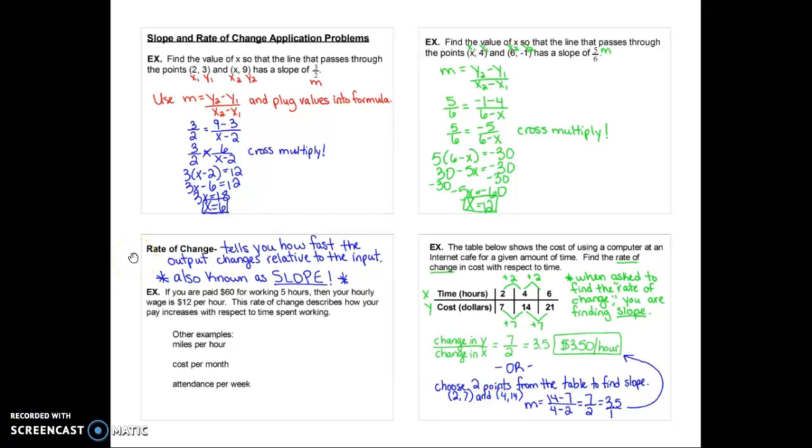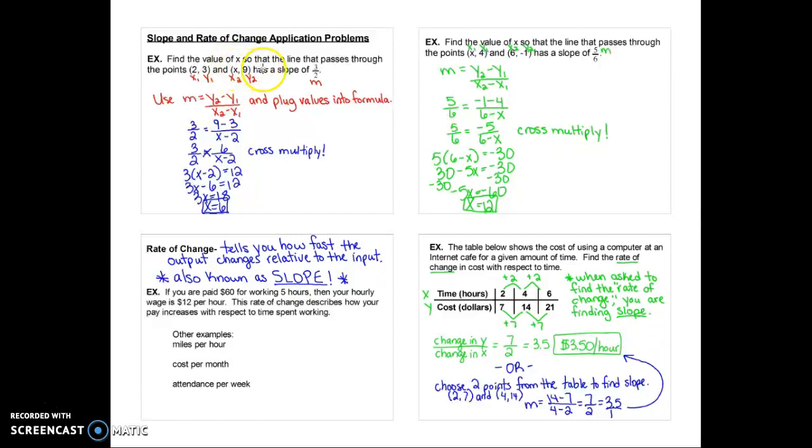Okay, these notes are for slope and rate of change application problems. This is your concept number 2 in quarter 2. Now the first two examples are dealing with just regular slope. Okay? But if you read the example, it says find the value of x so that the line passes through the points (2, 3) and (x, 9). So we're solving for this x value of the point.